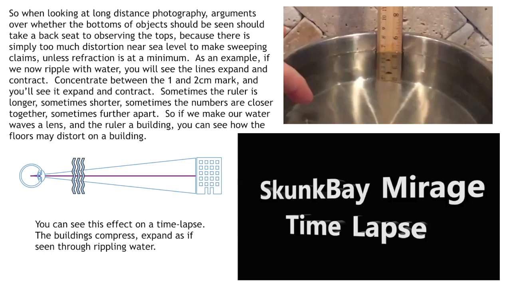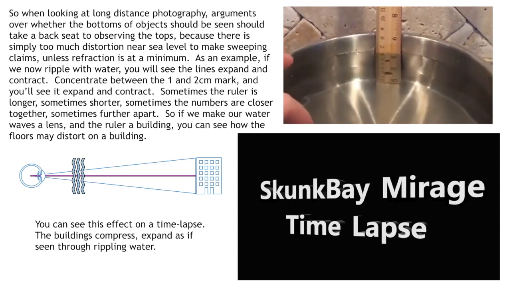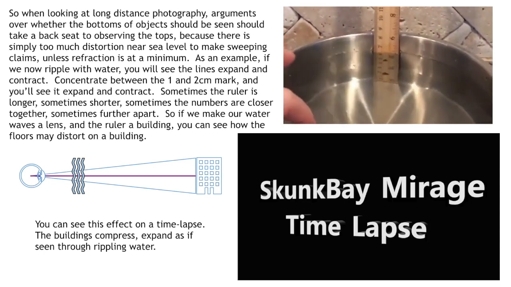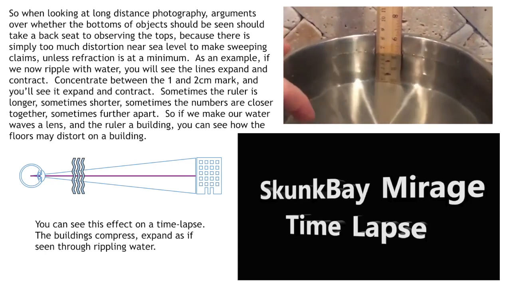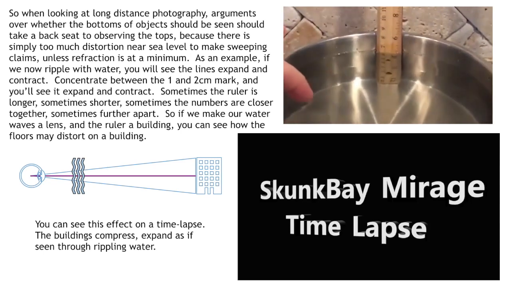So if we make our water waves a lens and the ruler a building, you can see how the floors may distort on a building when you're viewing it over long distance. You can see how the waves distort the lines, and how they compress and expand as they go, mostly compressing and then coming back to baseline. Again, you can also see this effect on a time lapse. Time lapses are great ways to view these refraction phenomenon.